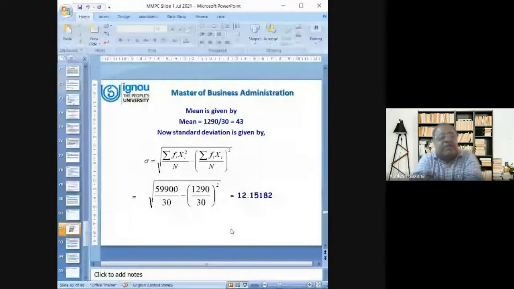Mean is summation fx upon summation f. That is 1290 by 30. It is 43. Now you have written the formula for standard deviation. Don't get confused by these two values. You can say these are two different values. It is summation fx square, and here we are using summation of fx upon n, whole square. Two different values. Don't get confused. Write the formula and the numerical number carefully.